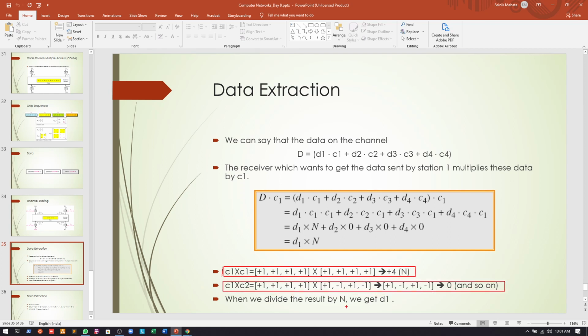Okay. Now obviously, if I have 4 into d1, and if I just divide the result by the number of channels, that is 4, so we will actually get what? The d1, right? So again, let us see an example here as well.